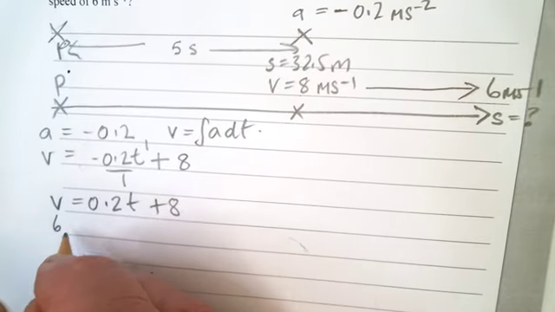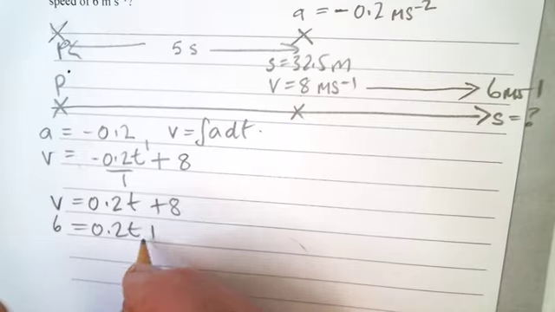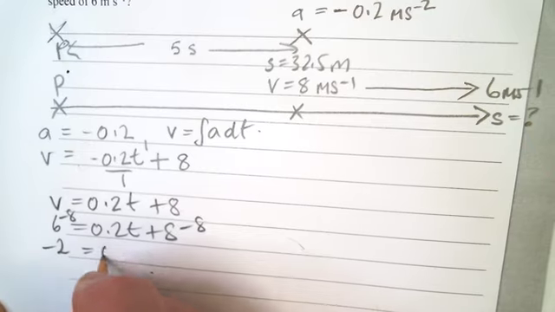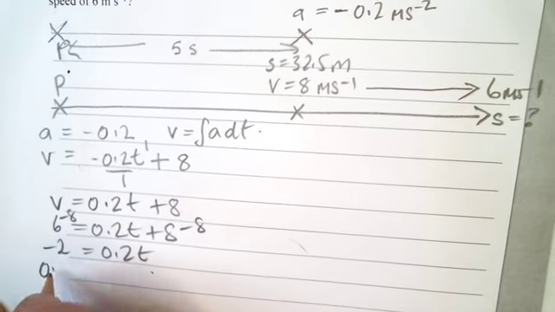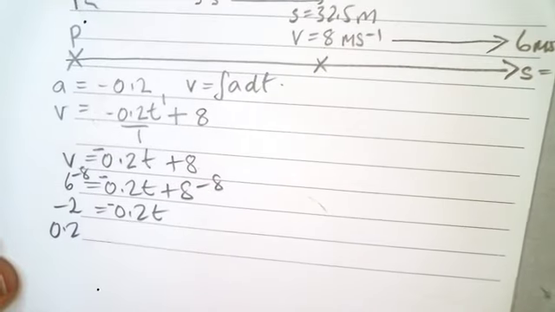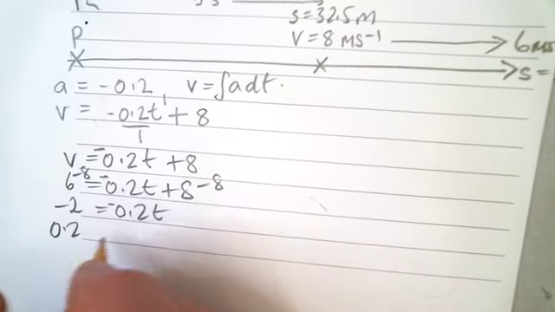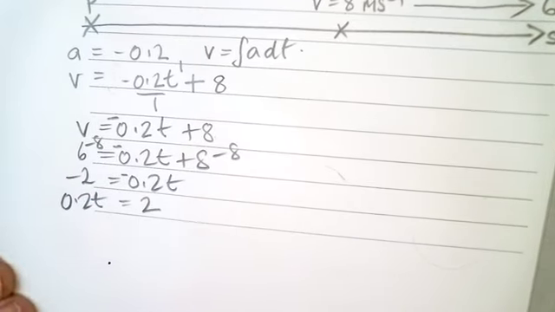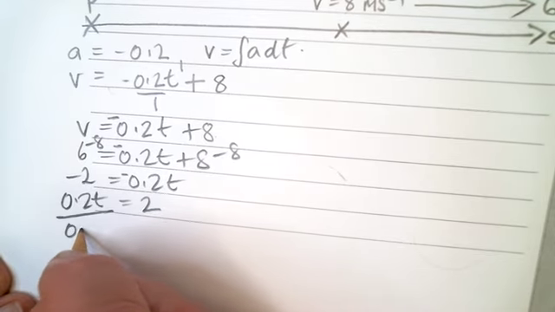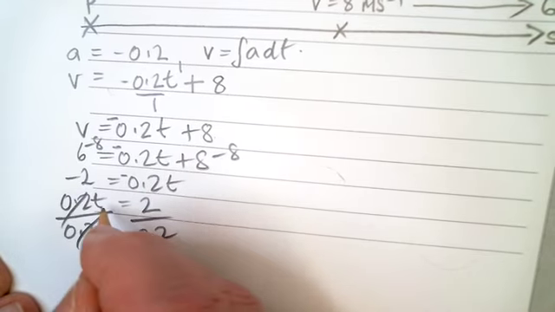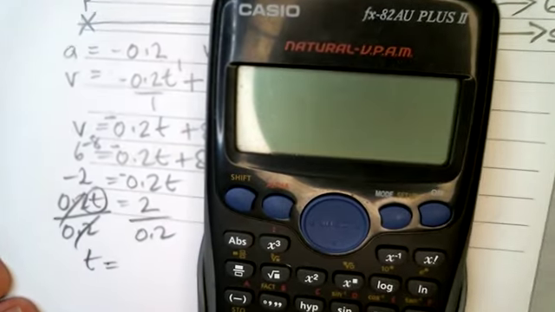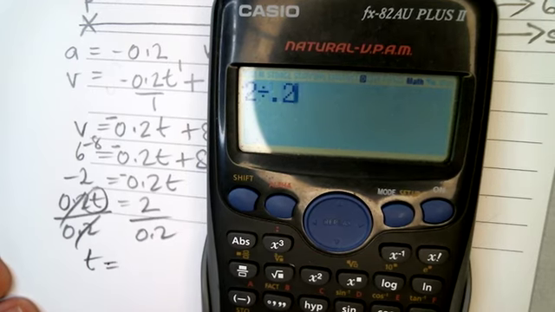So when is velocity 6? What is that time? I'm going to subtract the 8 from both sides. That's negative 2 is equal to negative 0.2 t. The negatives disappear because I can divide both sides by negative 1. 0.2 divided by 0.2 leaves me with t. So t is equal to 2 divided by 0.2, which is in fact 10.